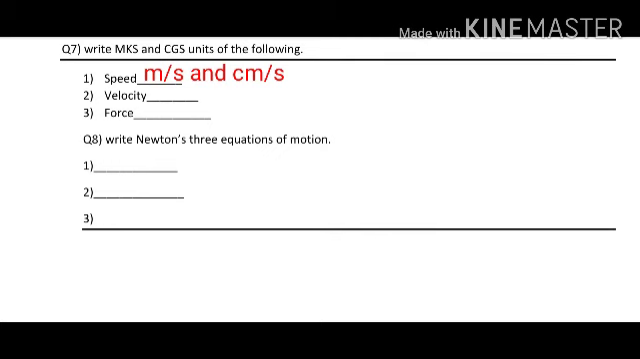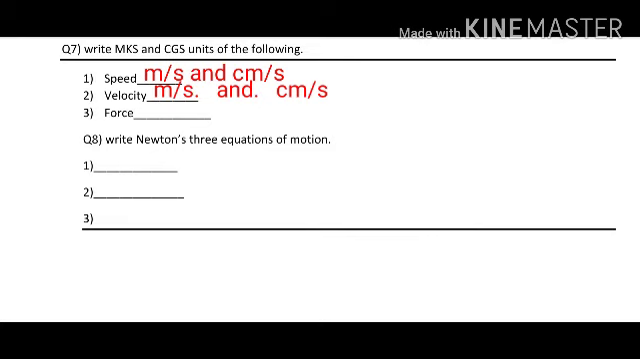Question number 7 is write the MKS and CGS units of the following. Now what is meant by MKS? M is meter, K is kilogram and S is second. So if it is distance, it will be meter. If it is weight, then it will be kilogram. And if it is time, it will be second. And CGS is centimeter, gram and second. So the speed in the MKS system is meter per second and in CGS it will be centimeter per second.